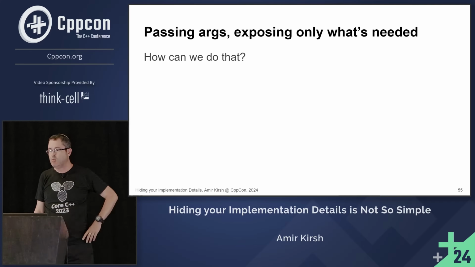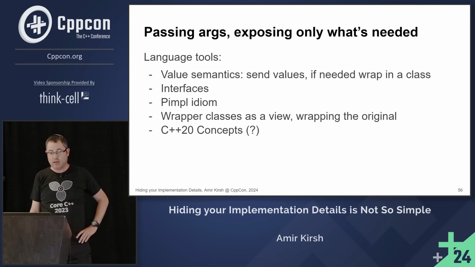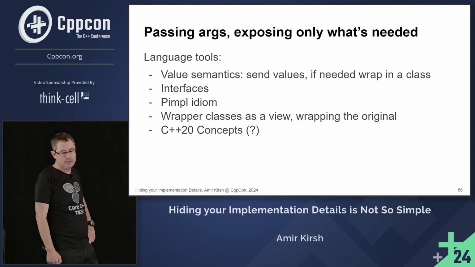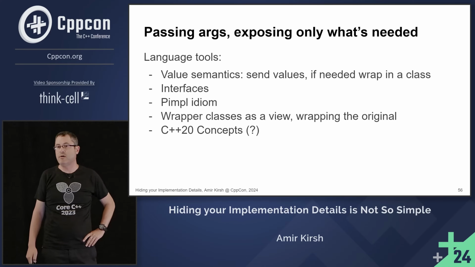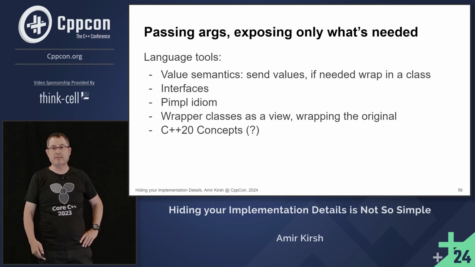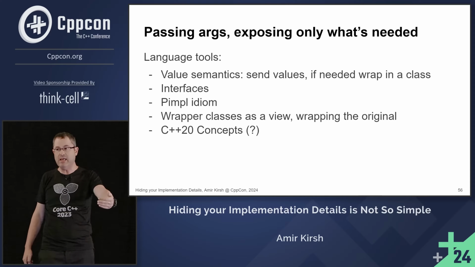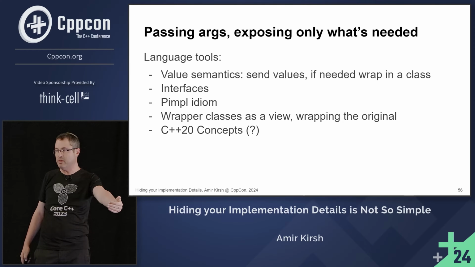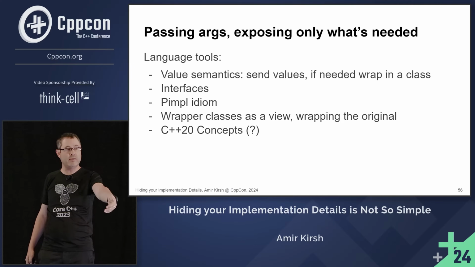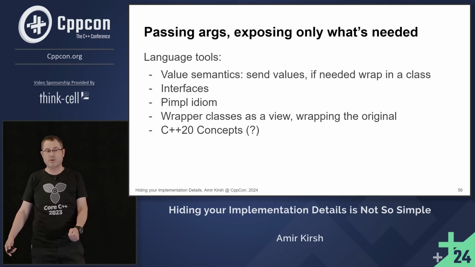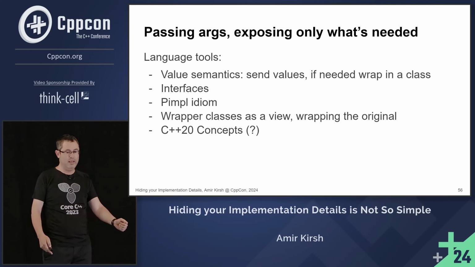How can we expose only what is needed? There are language tools. The language tools that we may want to use are value semantics: send values instead of something that can change. Send a copy of, okay, these are the values that you have to work with. Then the function would compute something and return a value. For example, don't send a big common struct. Send x and y, might be.